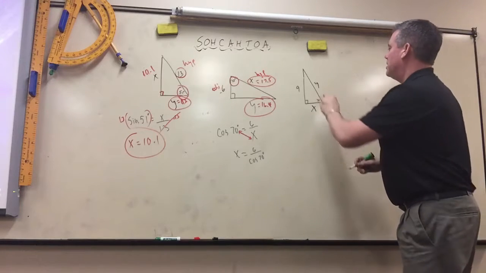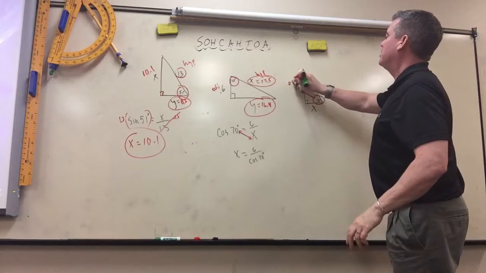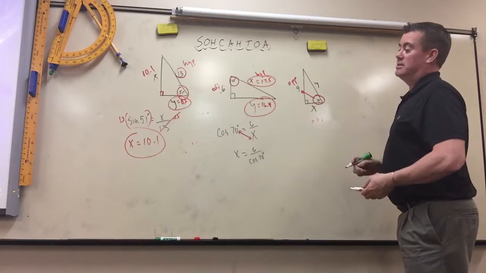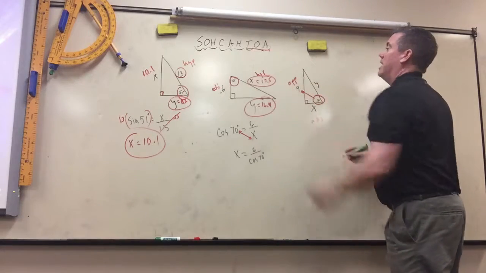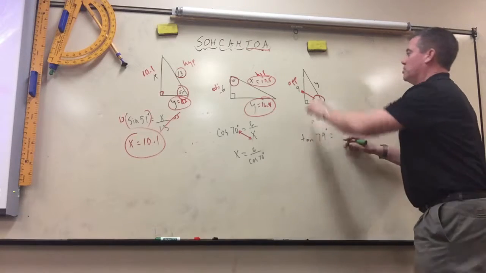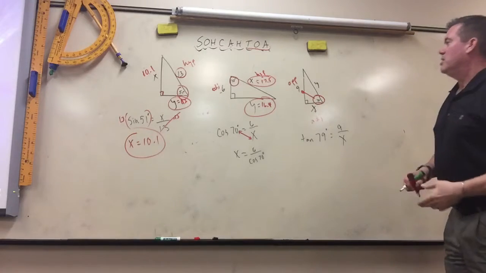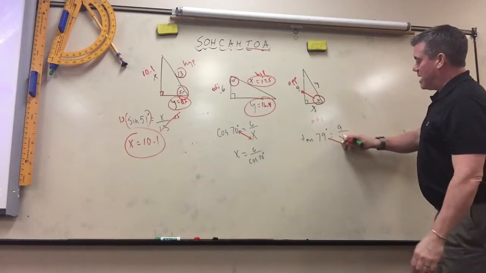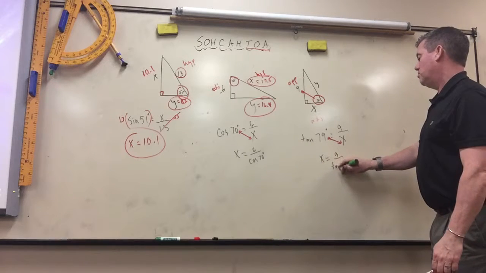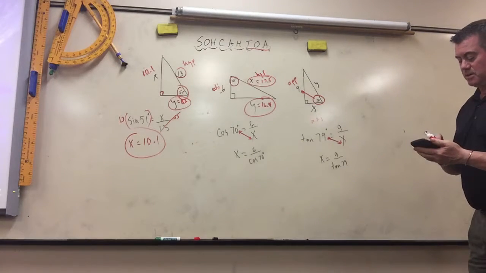Okay, so for this one, here's 79. 9 is opposite. If we're finding x, that's adjacent. Tangent. Tangent of 79 equals opposite over adjacent. So again, the x is on the bottom, so you just end up switching sides. So to figure out x, it's 9 divided by tangent of 79.